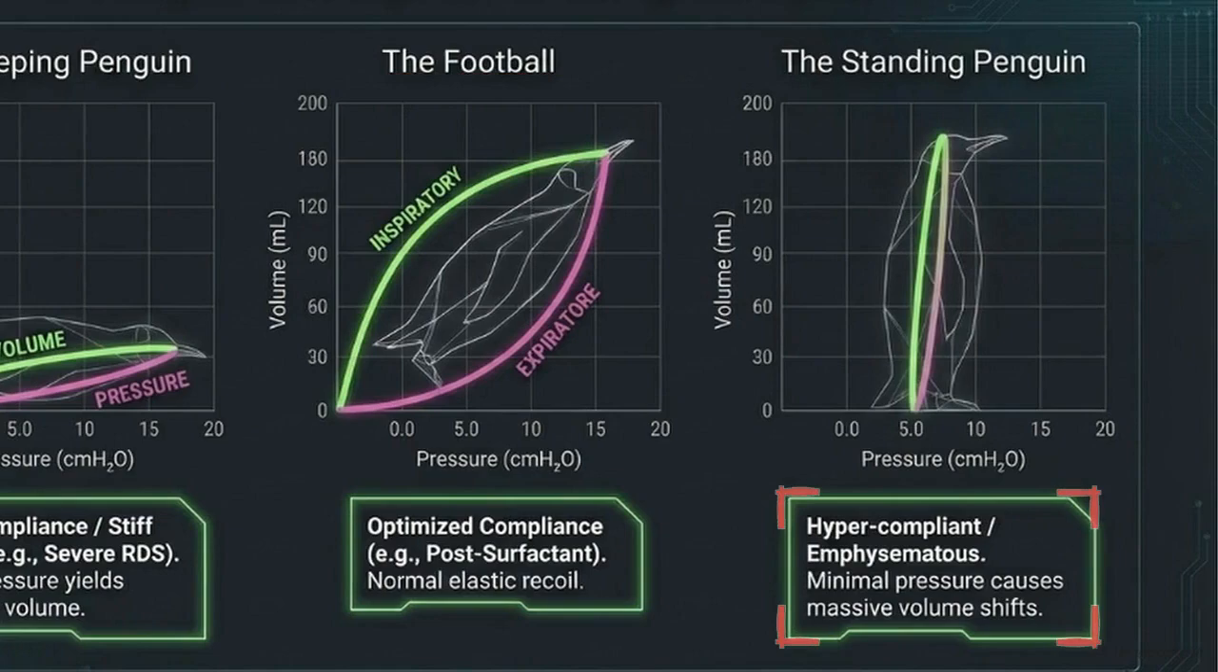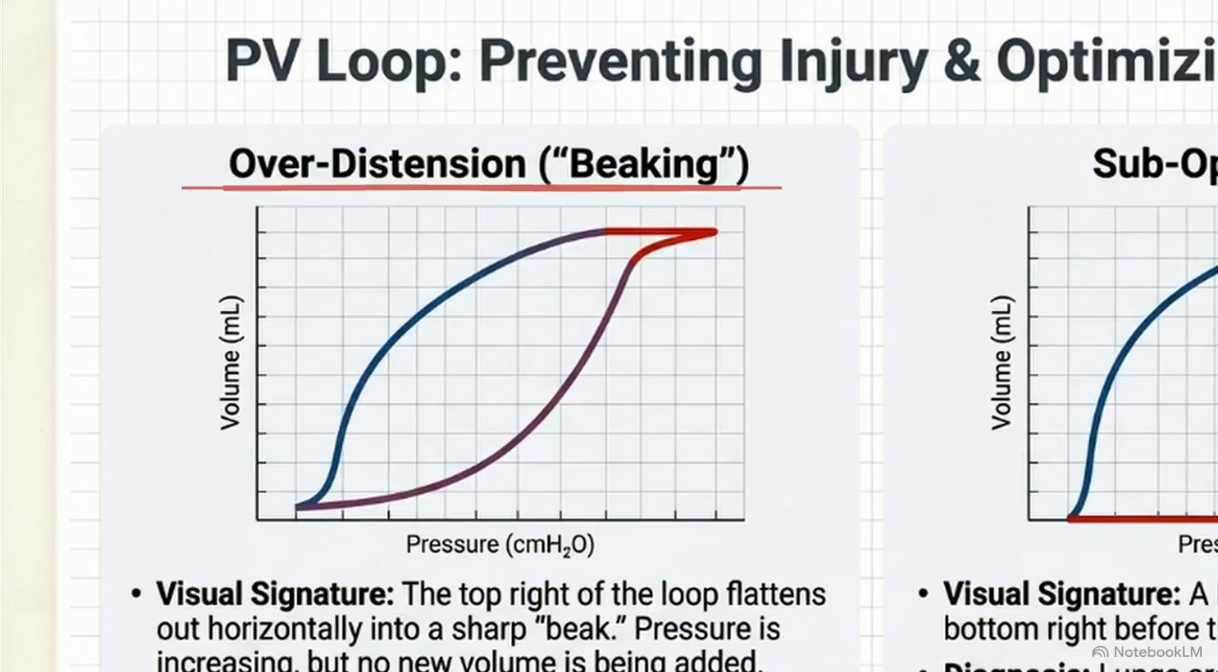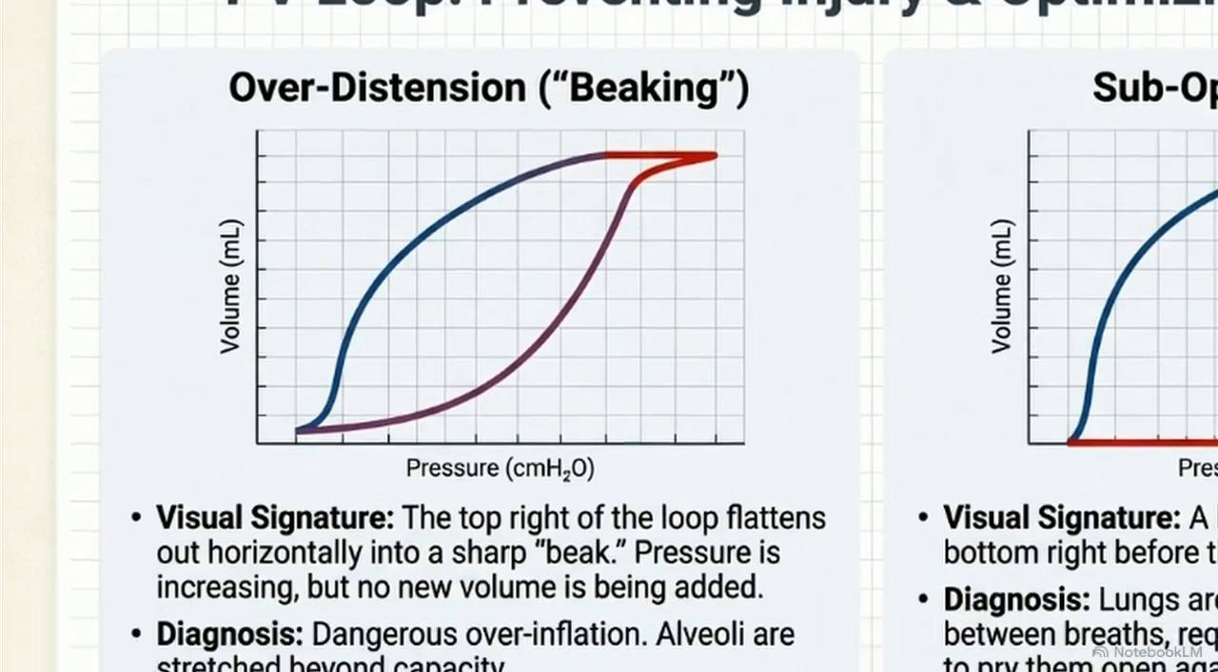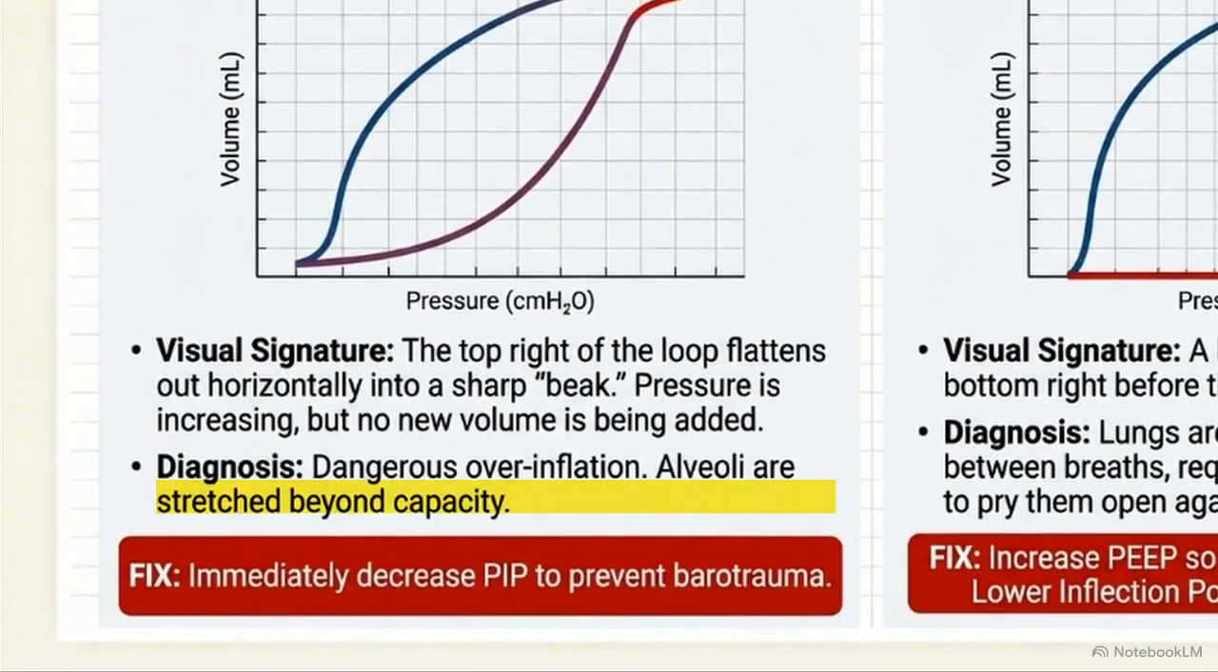The over-distension panel on the left shows the visual signature of volutrauma. The top right of the loop flattens into a sharp red beak, signaling that pressure is increasing even though the alveoli have reached their physical capacity and can hold no more volume.